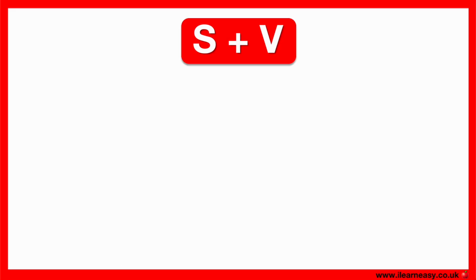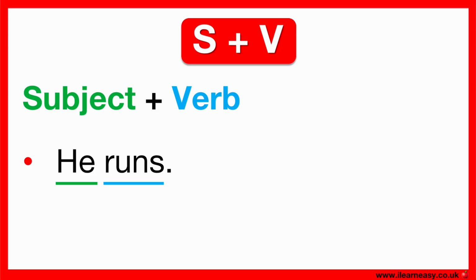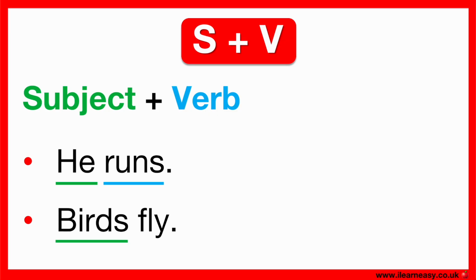Subject and verb. This is a simple sentence with just a subject and an intransitive verb. For example, he runs. The subject is he and the verb is runs. Birds fly. The subject is birds and the verb is fly.